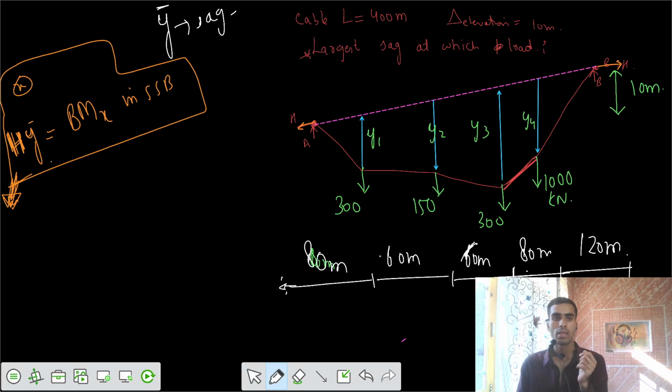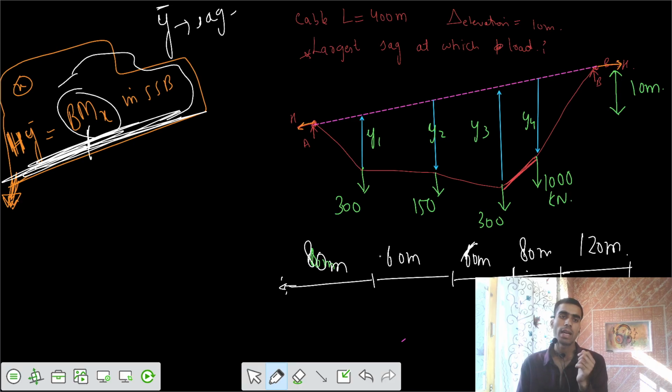We know that this is the ultimate way to solve that problem, but before that I need the bending moment at any x, and for that I have to get the reaction A. Let's assume that it's only a simply supported beam, and there is no horizontal reaction.